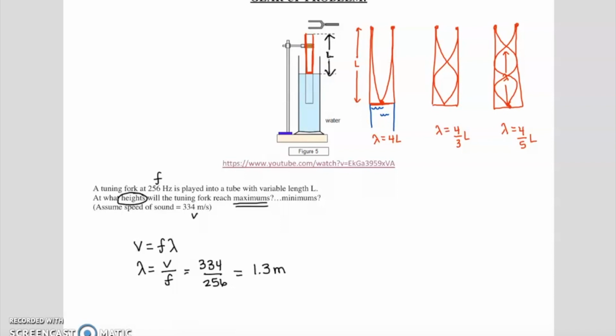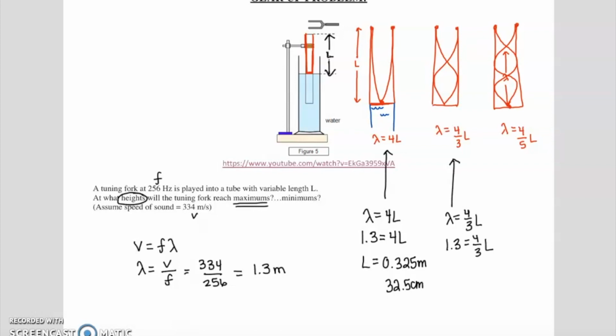So if my lambda is 1.3 meters, I'm going to take a look at the first harmonic and use this equation to plug in my lambda in order to solve for the length. This first one comes out to be a length of 0.325 meters, or 32.5 centimeters. So if I lower the tube such that there are 32.5 centimeters above the water, I should get a maximum. I can apply that to the next one here, lambda as 4/3 L. And here, coming out with a length of 0.975 meters, or 97.5 centimeters.